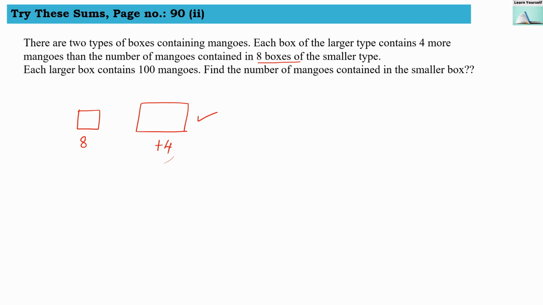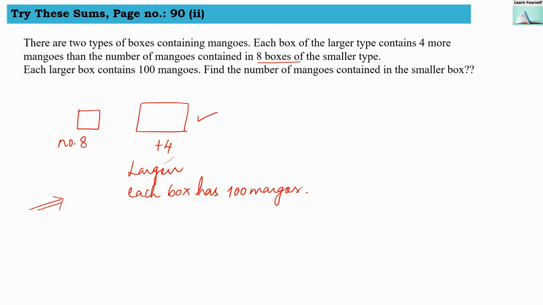They have given us mixed information for both the boxes. Each larger box contains 100 mangoes. Now these are larger boxes. So larger box, each box has 100 mangoes. So we know that each box has 100 mangoes. Within this 100 mangoes, 4 mangoes are more compared to the smaller boxes. And how many smaller boxes are there? 8 smaller boxes are there. Now this is all the information that has been given to us.